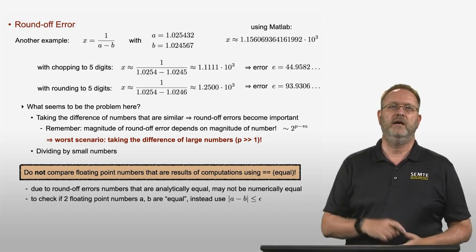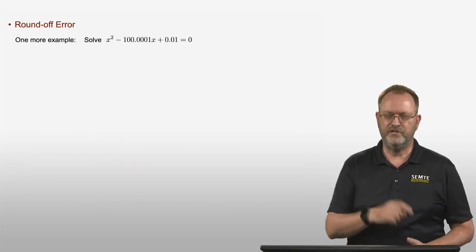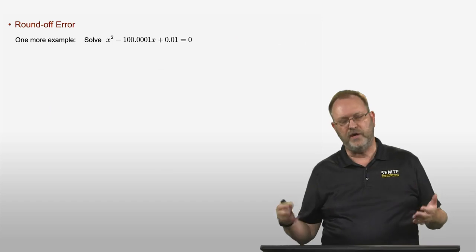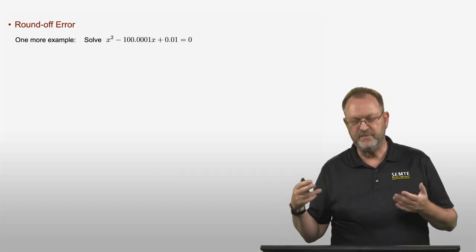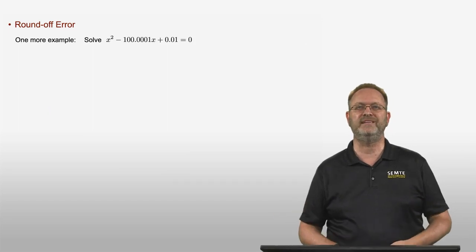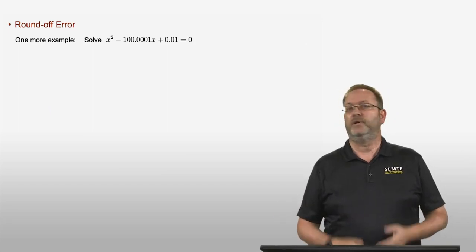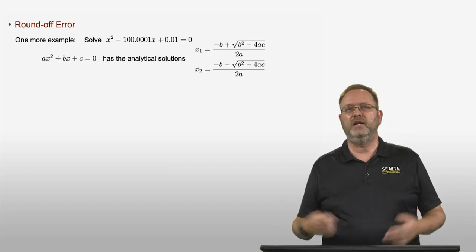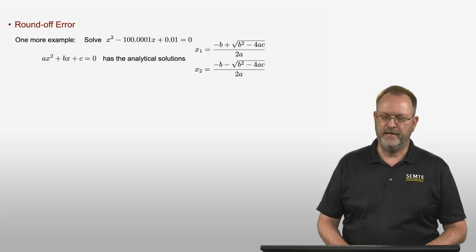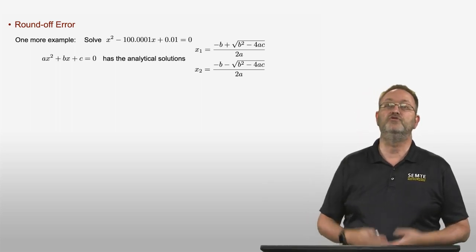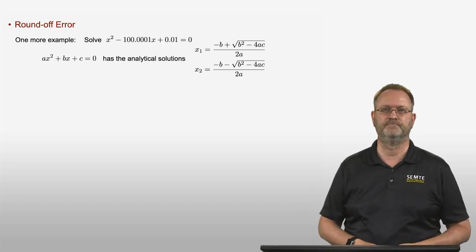Now let's do one last example highlighting roundoff errors. We have this quadratic equation, x squared minus 100.00001 times x plus 0.01 is equal to 0. So that's a quadratic equation. And you probably recall the quadratic formula to find the analytical solution to a quadratic equation. It's just given here. There are two solutions, one with a plus and one with a minus sign in front of the square root.